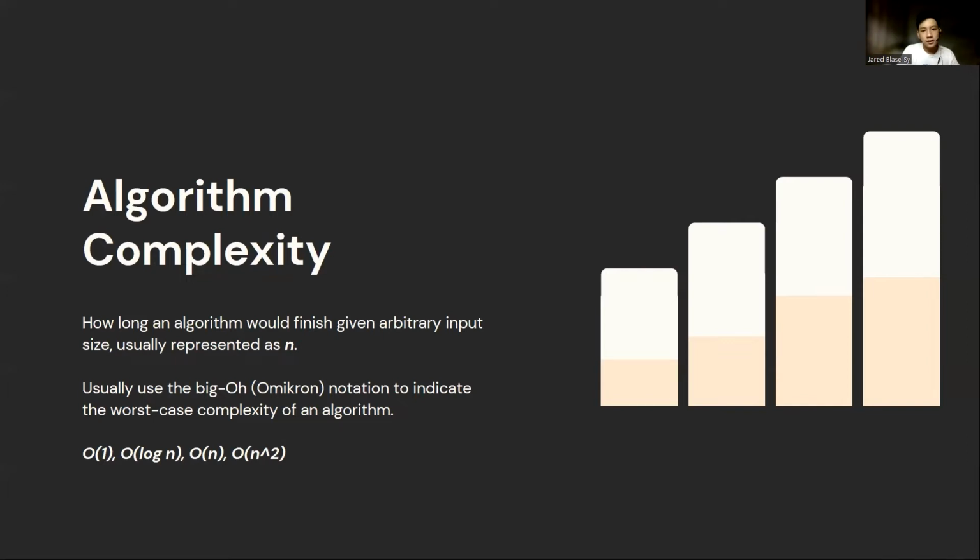The big O notation is typically used to represent complexity because it accounts for the worst case complexity of an algorithm. O of n squared means that the time it takes for an algorithm to finish grows quadratically as input size increases. And O of 1 means that the algorithm takes the same number of steps regardless of input size.